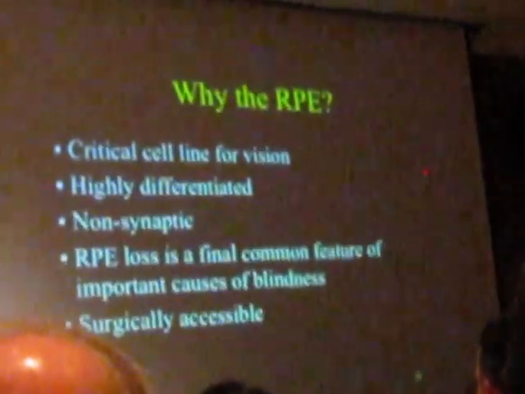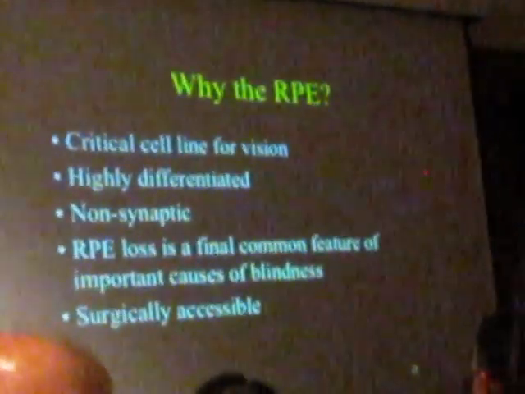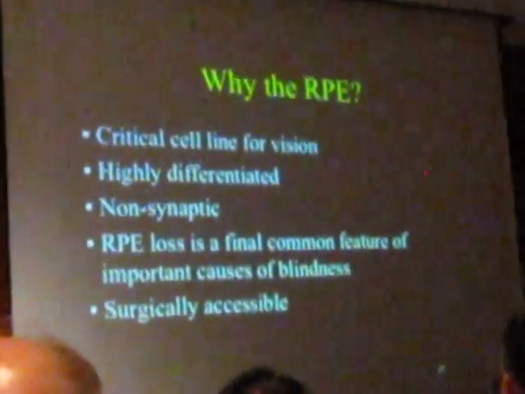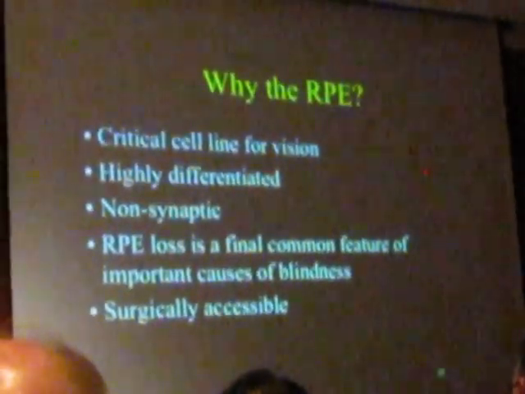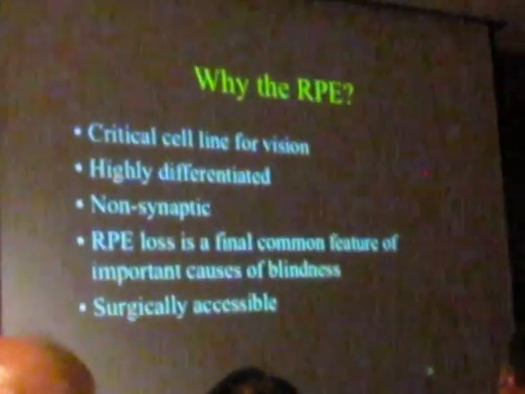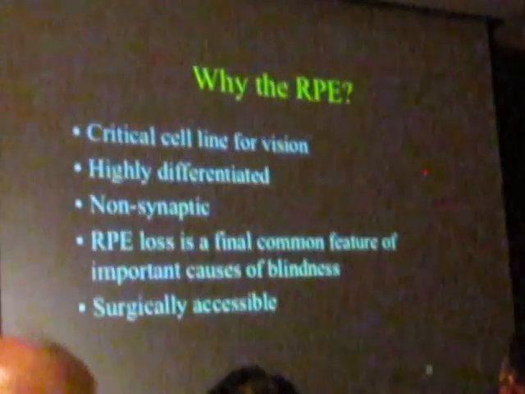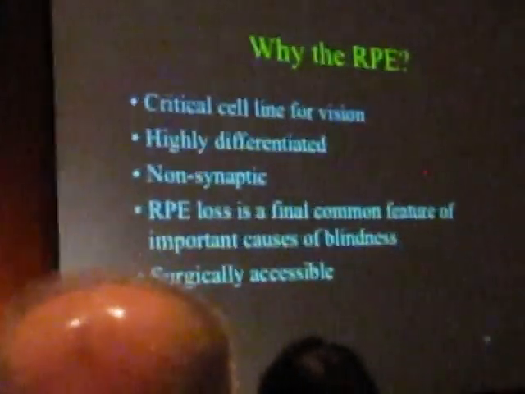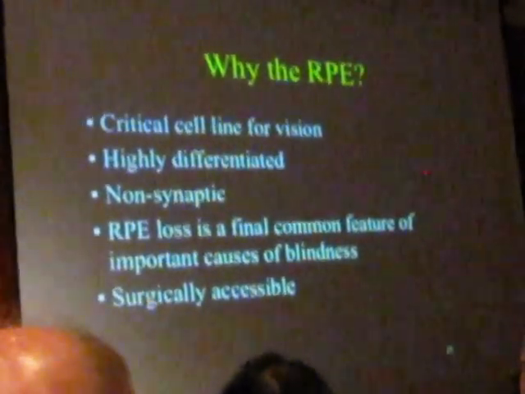So that's why the eye. How about why the RPE? Well, the RPE is a critical cell line for vision. It's highly differentiated, it's non-synaptic, so you don't need to put these in there and then have them hook up to something. They just need to be there. RPE loss is a final common feature of important causes of blindness, and I'll go through that, and it's a surgically accessible space.